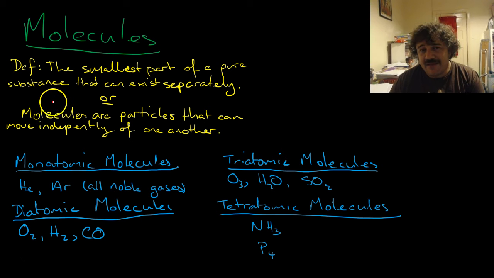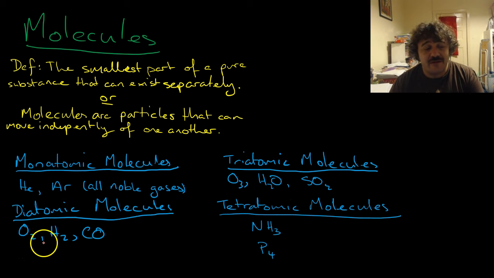What that actually means is you can have monatomic molecules. So a helium atom, which is all on its own because it's got a stable outer shell as a noble gas, is actually called a molecule because it is the smallest part of a pure substance that can exist separately, and they move independently of one another. So all your noble gases are molecules.